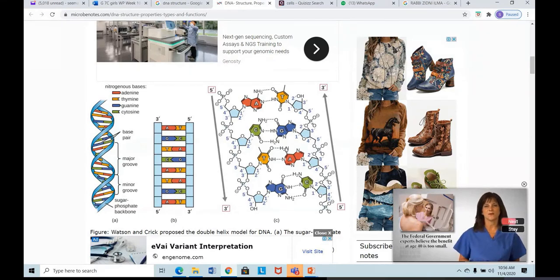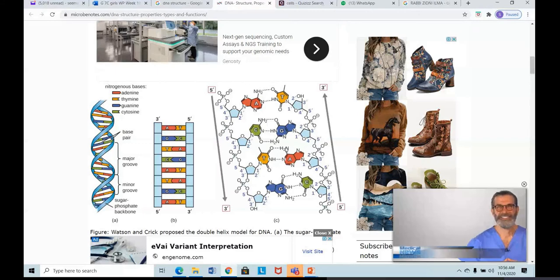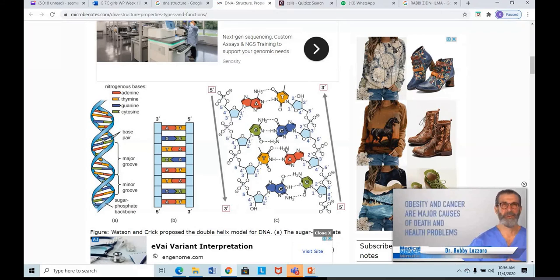Alright, so the sequence of the bases in our DNA provides a code that is used to determine the kinds of proteins that are made in our cells. Okay, so this in turn determines how our cells, tissues and organs develop.